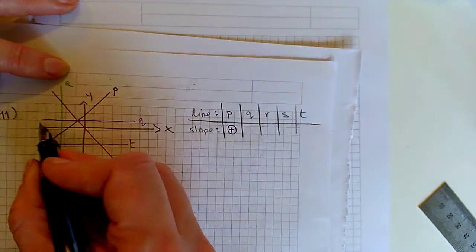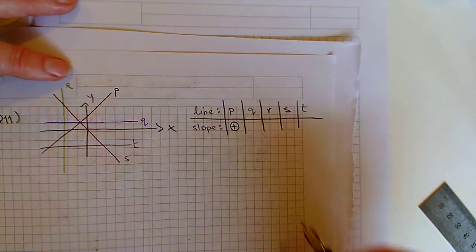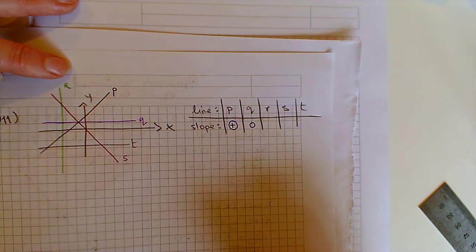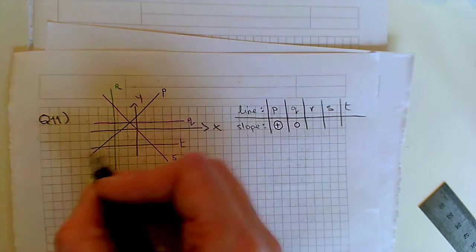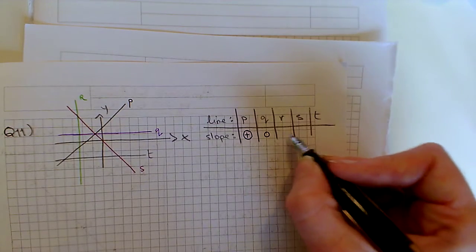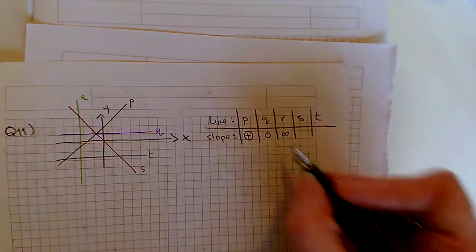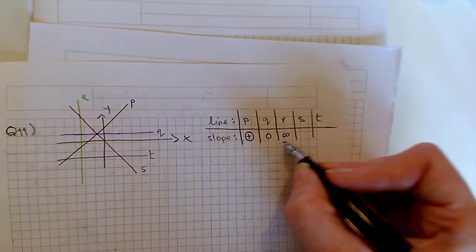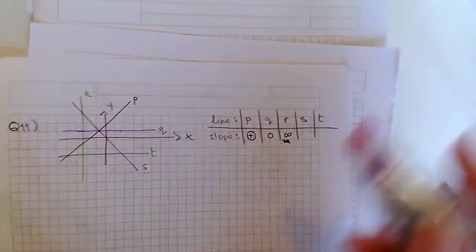The line Q, a flat line. I'm not going up, I'm not going down, so it has a slope of 0. My line R goes straight up and down. If I try to do rise over run here, I have no run, and I'd be dividing by 0, so it has an infinite slope or an undefined slope. So I can either write down infinity or a little dash like that to say we don't know what it is, but you might think that that's a minus sign, so I prefer to use our infinity symbol.